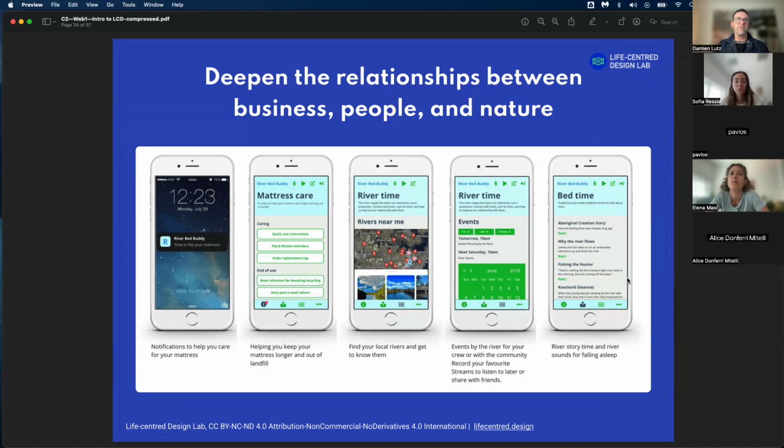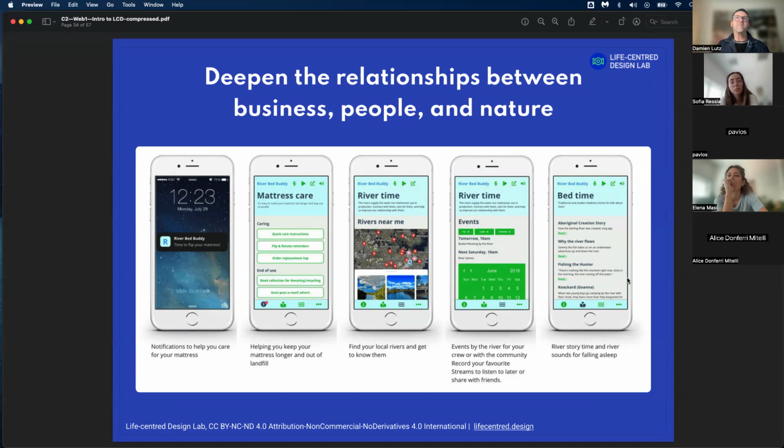So one idea was to create an app for users to remind them to flip and rotate, but just basically look after their mattress longer so it lasts longer. But you can take it further by talking about, hey, did you know that your mattresses actually rely on river systems? These are the rivers near you. Connecting them with this part of nature, get involved in cleanup events, and just spending time out there in nature with these rivers. So when you go to sleep every night, you're remembering, yeah, rivers have helped me have this nice sleep.